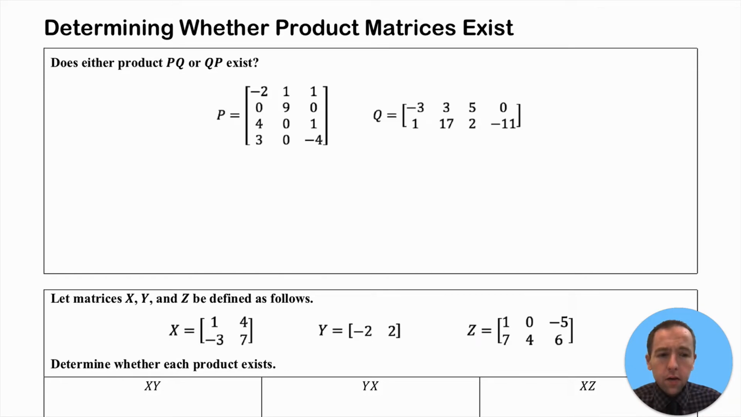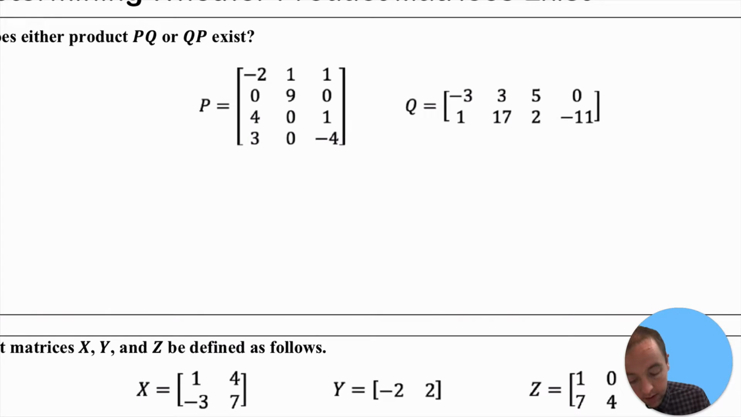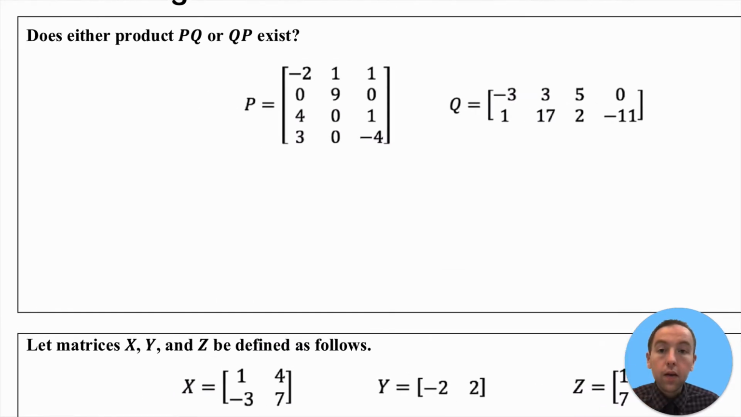I'd like to spend some time right here just making sure that we really understand when we can and when we cannot multiply two matrices together, because you need certain conditions to hold. As I was alluding to earlier, you really need the number of columns in the first matrix to be equal to the number of rows in the second matrix.